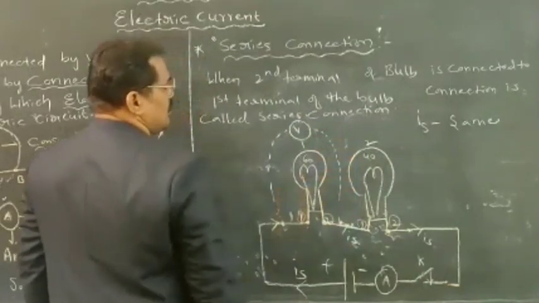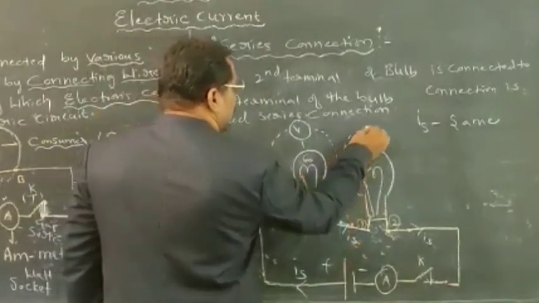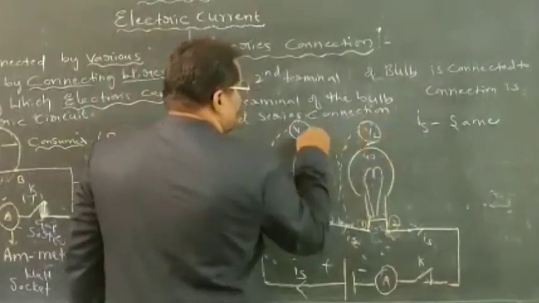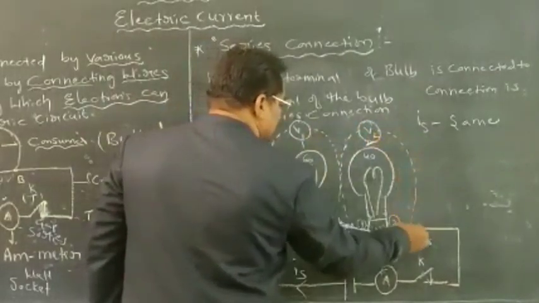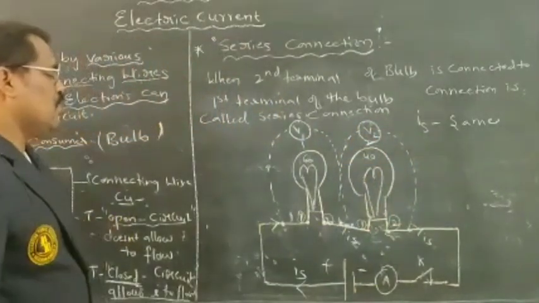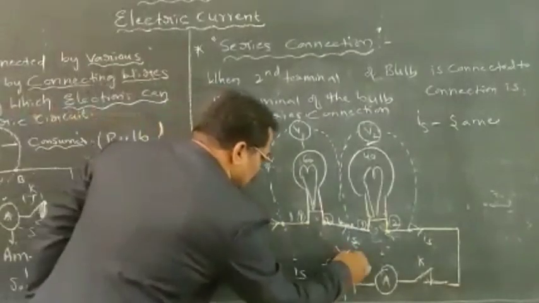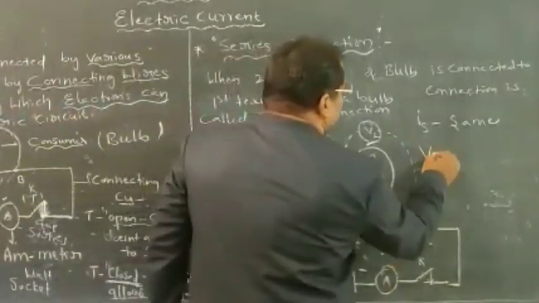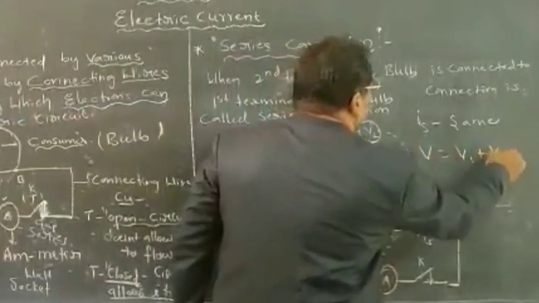A device called as what? Voltmeter. Simultaneously I am connecting one more voltmeter here, V1 voltmeter as well as V2 voltmeter. Why? This is the total potential difference. Total potential difference is equal to the sum of the potential differences.